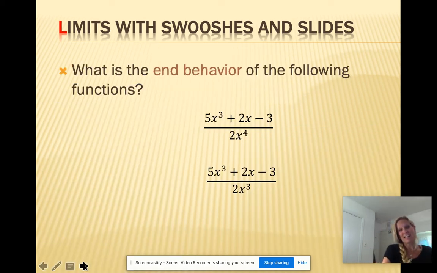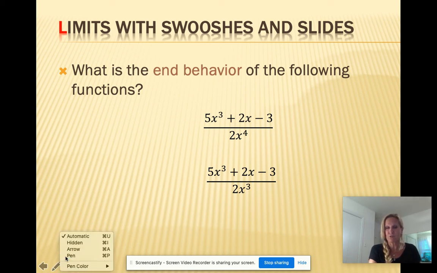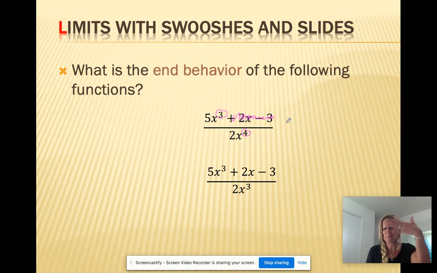Now, how about slides? What's the end behavior of the following functions is something I asked you in Algebra 2, right? So this is a rational function. And I said, hey, bottom heavy, since you look at the highest, right? I don't care about this as I'm going to positive and negative infinity. 2x minus 3, you bother me, go away.